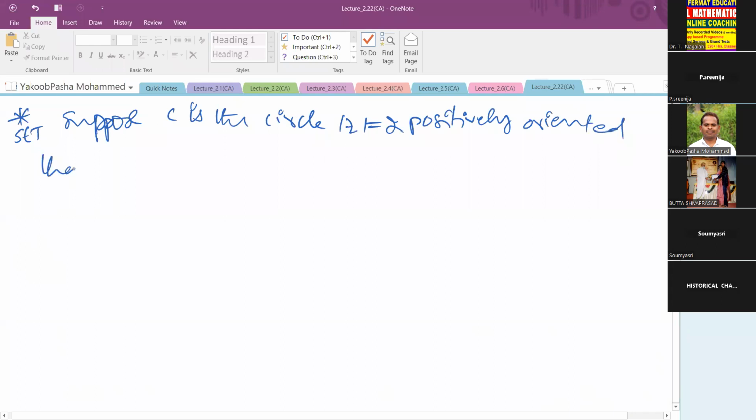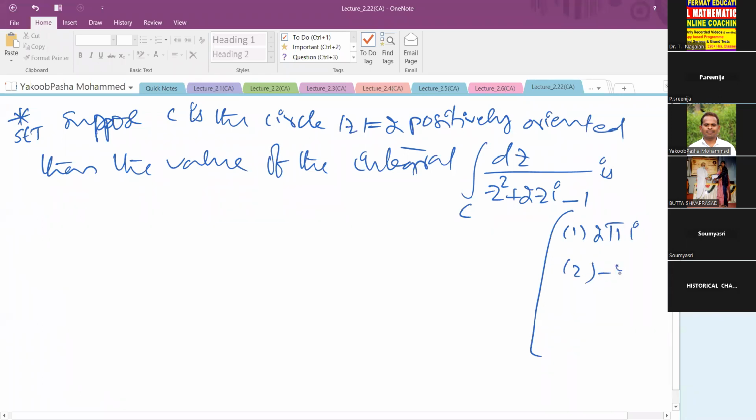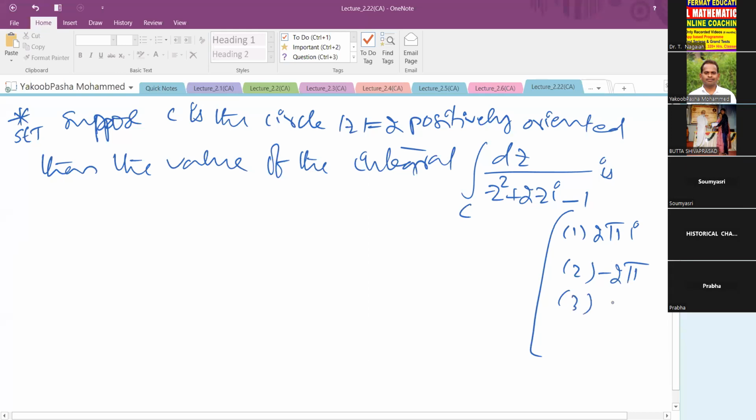Then the value of the integral over C of dz divided by z squared plus 2zi minus 1 is. We have options. First option 2 pi i, second option minus 2 pi, third option 2 pi, and the fourth option is 0. Okay, we have 4 options here.